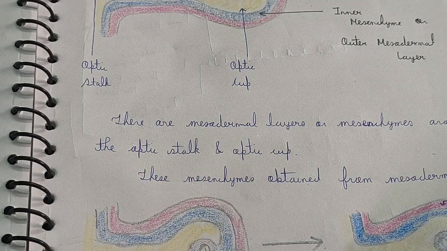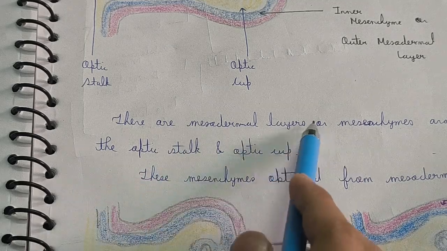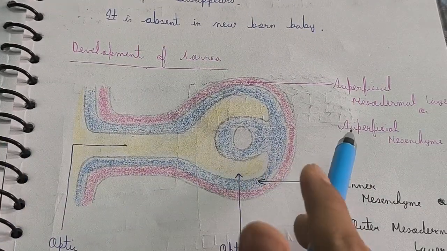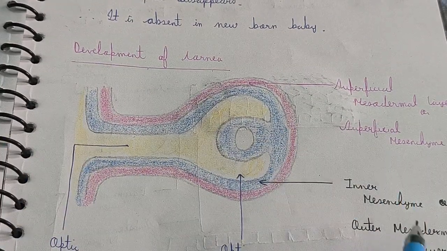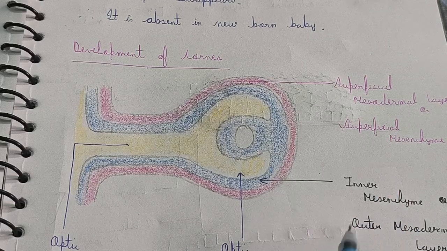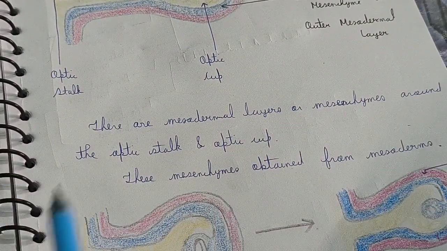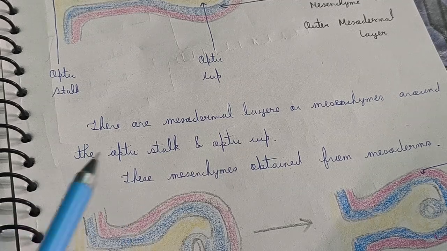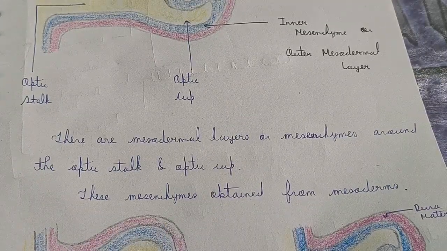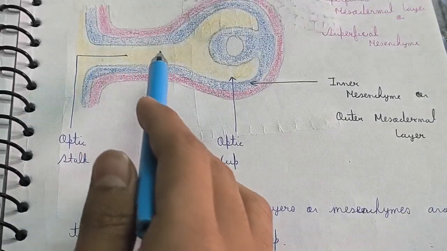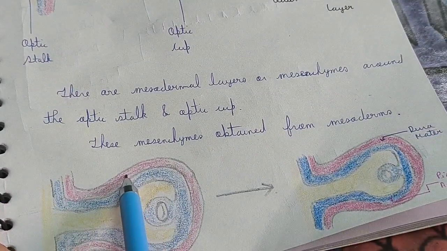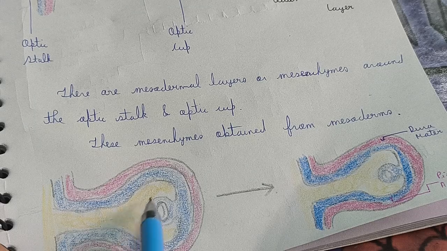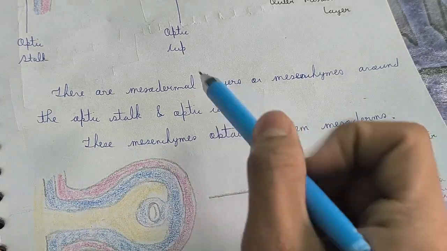But now these mesodermal layers later form mesenchyme, so I have also written superficial mesenchyme and inner mesenchyme. So there are mesenchymes around the optic stalk and optic cup, and these mesenchymes are obtained from mesoderm. Now this is the same diagram: superficial mesenchyme, inner mesenchyme, optic cup. Now later you can see their derivatives.